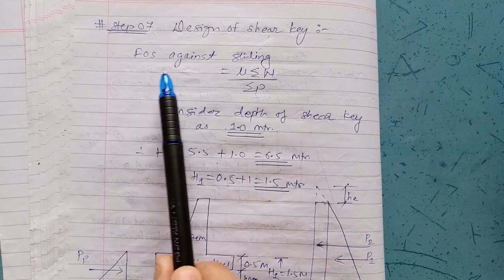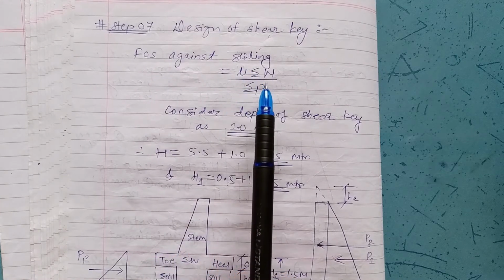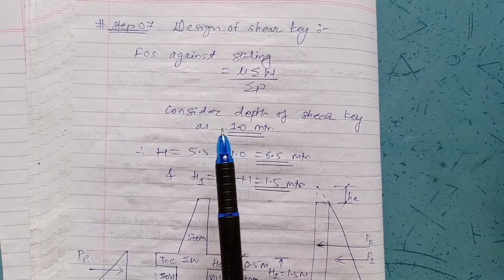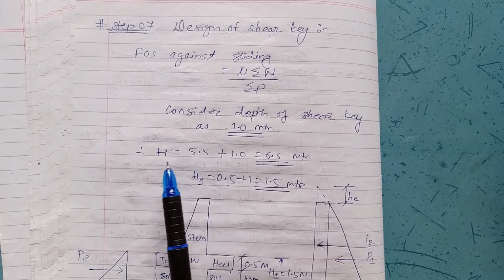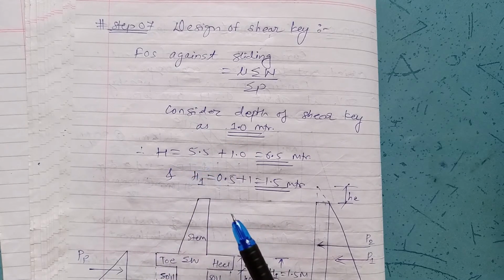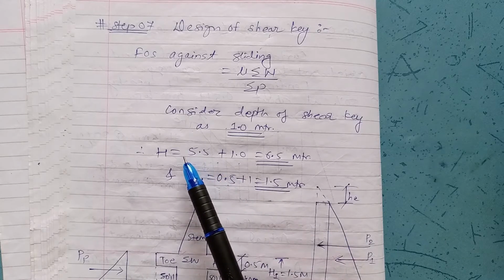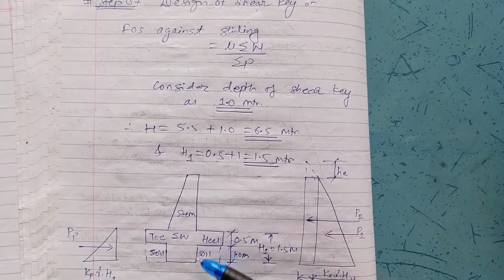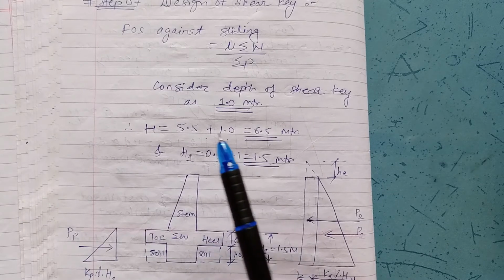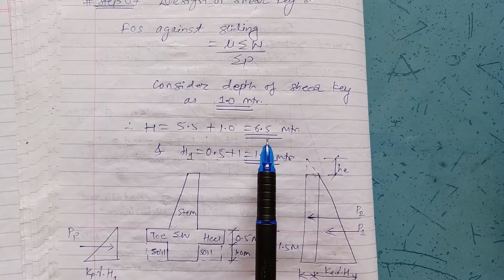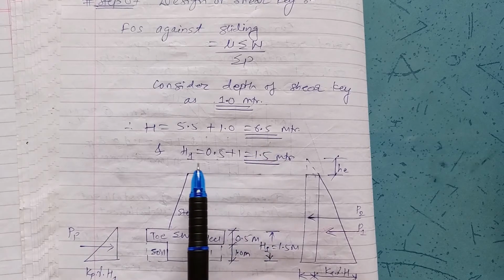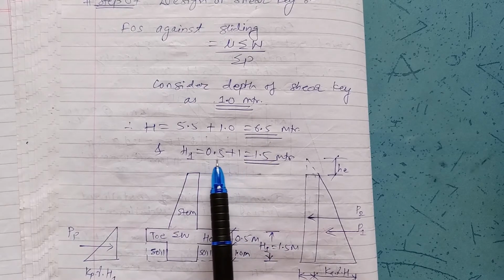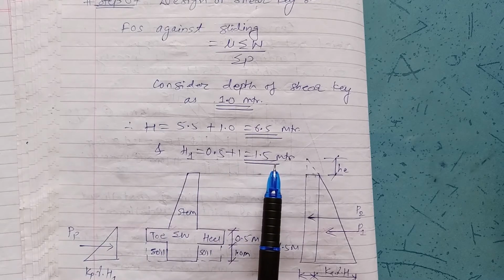Now the factor of safety against sliding we have calculated as mu into summation W by summation P, which has failed. Hence consider the depth of the shear key as 1 meter. Here H will become 5.5, the total height of the retaining wall, plus the 1 meter depth we have provided for the shear key. The total height of the retaining wall becomes 6.5 meter. And H1 will become 0.5 plus 1, that is 1.5 meter.